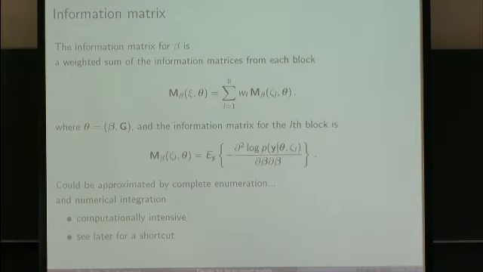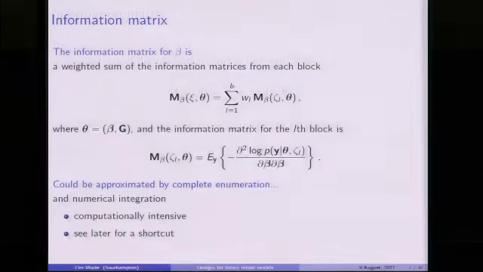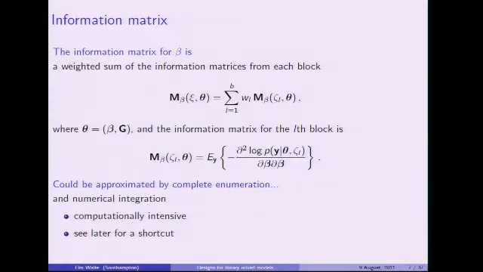So we're going to be seeking designs which optimize the value of some functional of the Fisher information matrix. So an important problem is the evaluation of that information matrix. And note that we're going to focus on the information matrix for the beta parameters. Because these different blocks in the experiment are independent, we can rewrite the information matrix for the entire design as a weighted sum of information matrices for each block. And the information matrix for a particular block is just given by the usual negative expected Hessian of the log likelihood.